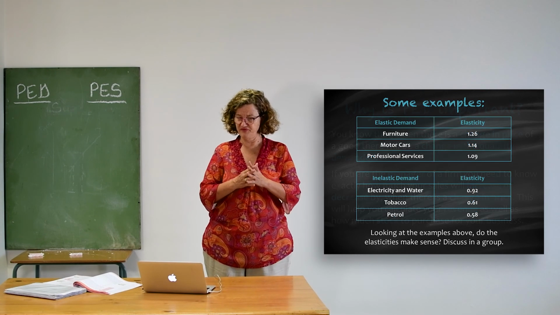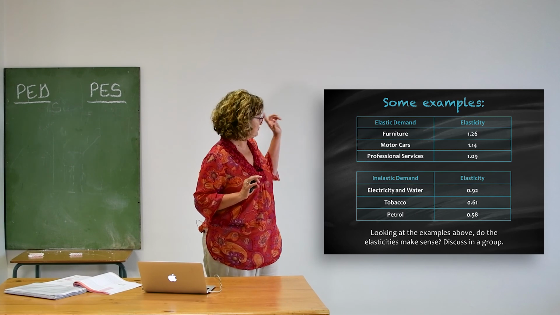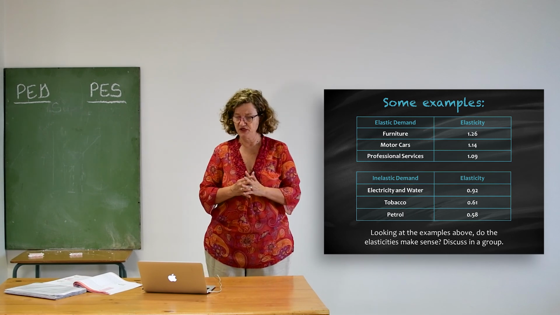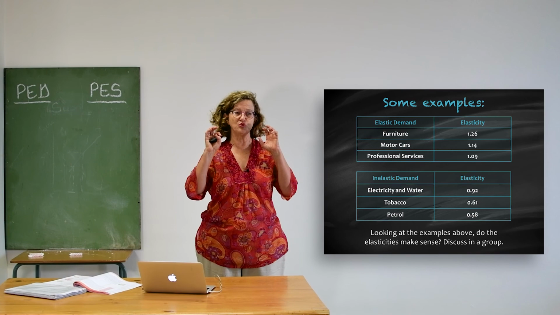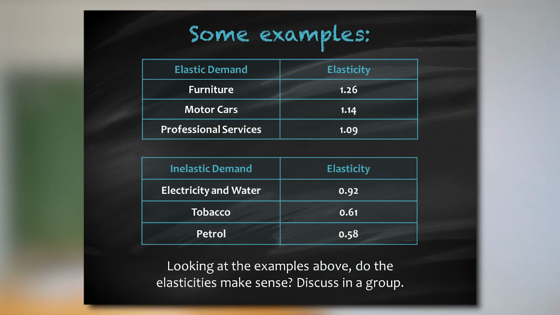Okay, if you look at the PowerPoint, you will see that I've given you answers for different products. The first one is furniture, then cars, and then professional services, and I've given you the answers of the price elasticity of demand. I've also done it for water, electricity, tobacco, and petrol.